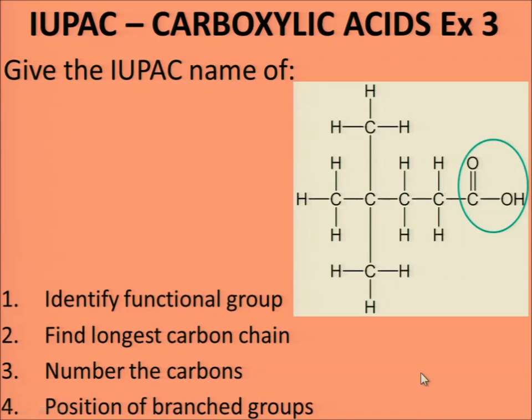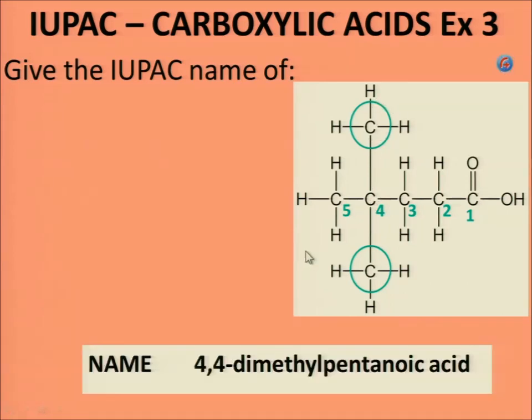Step 1. Identify the functional group. This is a carboxylic acid. Then find the longest carbon chain and give it numbers: 1, 2, 3, 4, 5. Remember, number 1 is always your carbonyl carbon. Now you look at your substituents. You have a methyl at carbon 4 and another methyl at carbon 4. And then you have your IUPAC name.